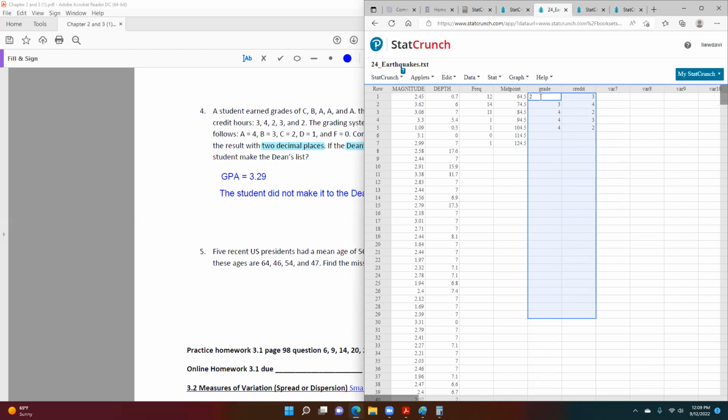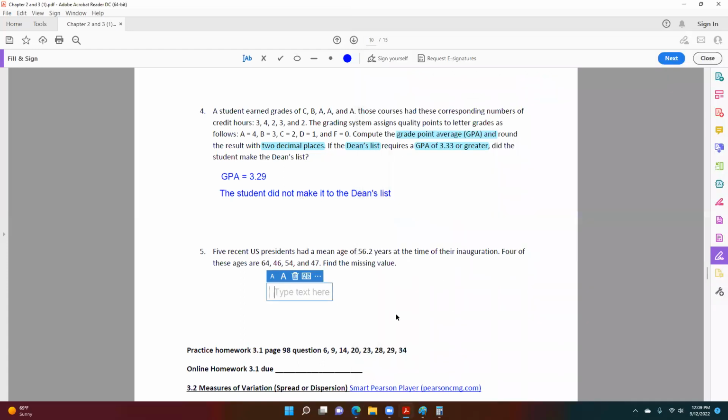So the more classes you take, the longer the list of grades and credits that you get. That means the table is getting even bigger. This is very typical. So this is how you find GPA in college. Questions, anyone?